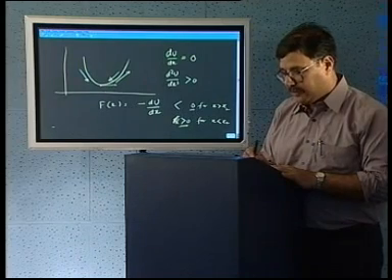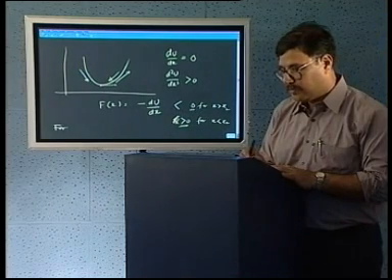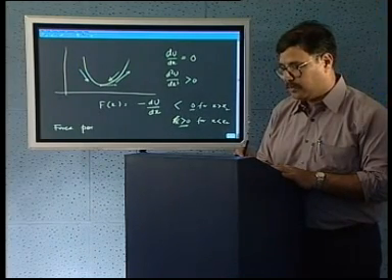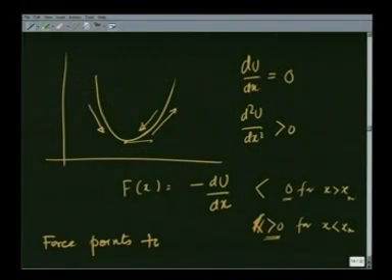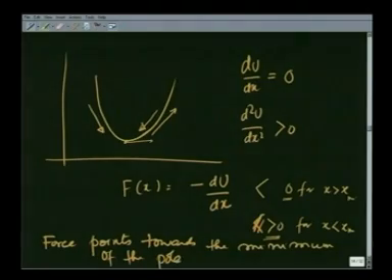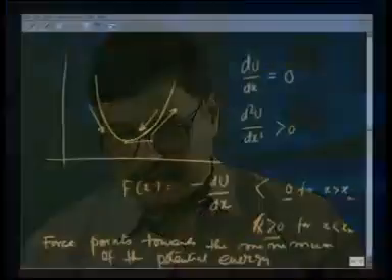So, let us write the force points towards the minimum of the potential energy. So, any particle at the minimum would tend to move towards the minimum if displaced from there.